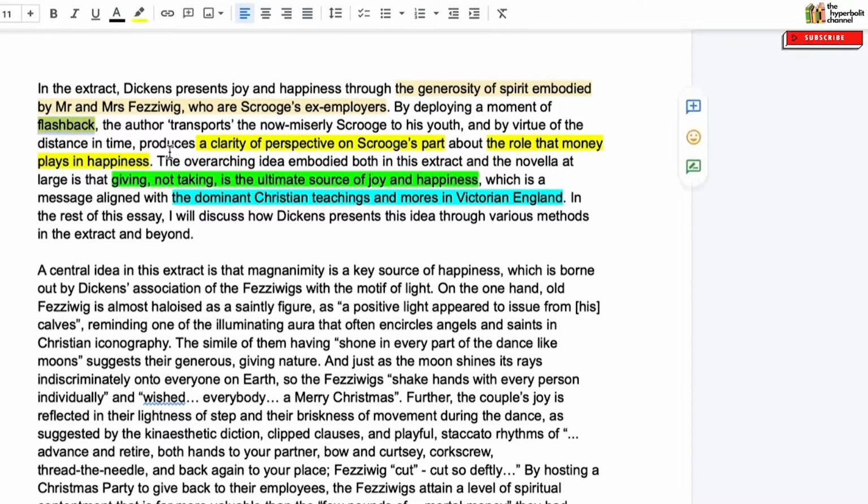You have showing the awareness of the author's methods. You have a clear thesis statement, which is the line of argument. And then you also show this awareness of the contextual background, hitting all of the big assessment objectives. And then the student nicely rounds up this intro by saying, in the rest of this essay, I will discuss how Dickens presents this idea through various methods in the extract and beyond. And so a very clear segue into our first main body paragraph.